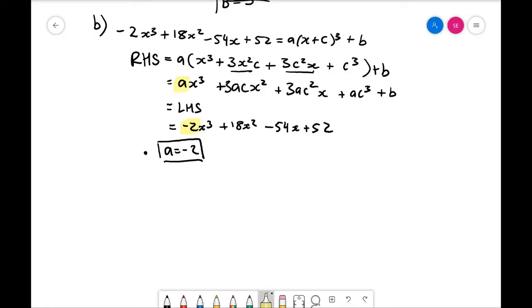Then, what will we see next? We'll see that 3ac is equal to 18. Now we know that a is equal to minus 2, so we can go 3 times minus 2 times c is equal to 18. So we've got minus 6c is equal to 18, which means c is equal to minus 3.